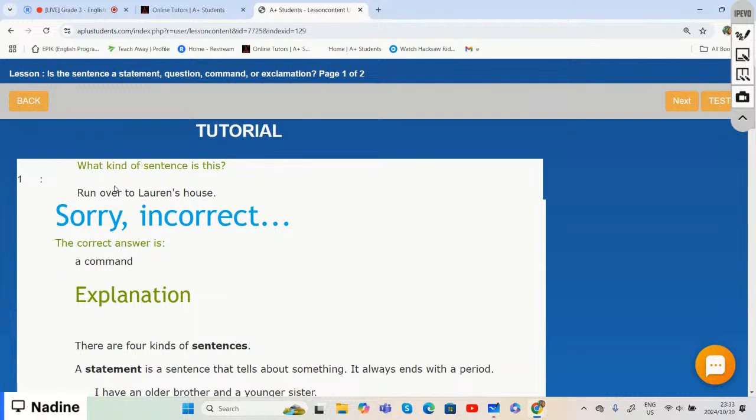It says, run over to Lauren's house. If your parent tells you, run over to Lauren's house, is that a statement being made? Is that an exclamation that is being made? Is it a question that is being asked? Or is it a command? What type of sentence is that?